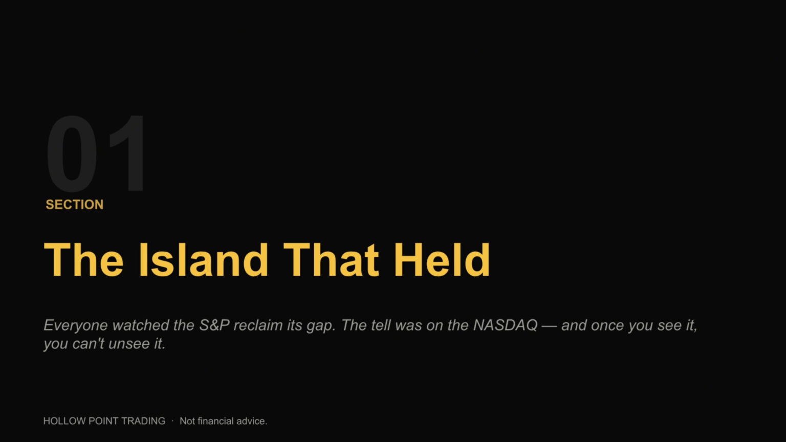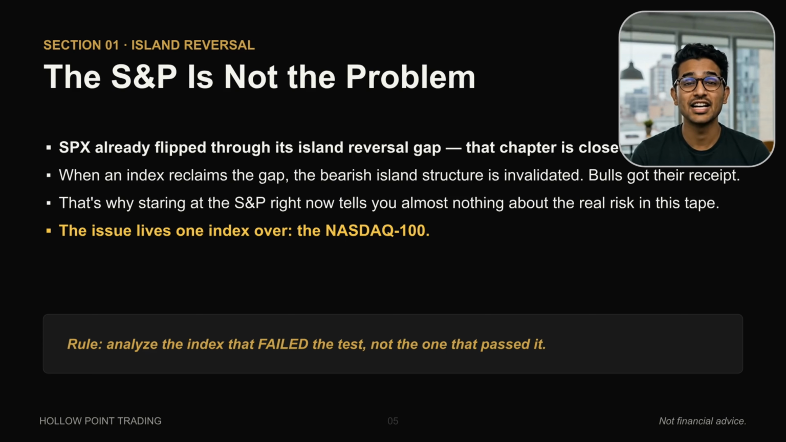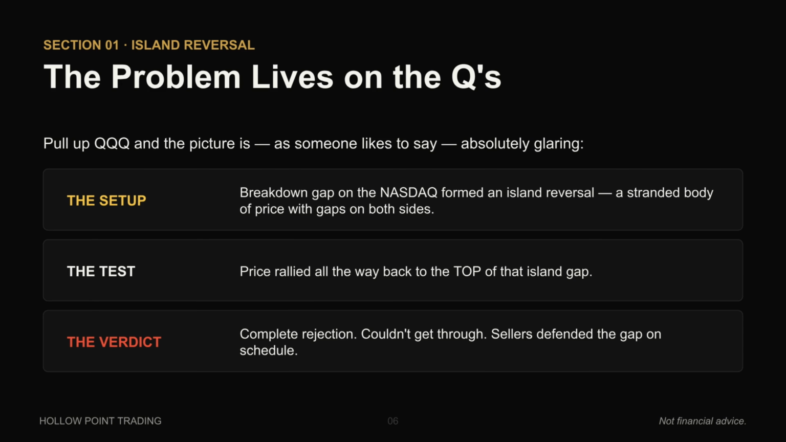While the S&P has reclaimed its gap, the real story, the tell, is found in the NASDAQ. The S&P's recovery has invalidated its bearish island structure, but looking at the S&P alone obscures the real risk. Our focus must remain on the index that failed to pass the test, the NASDAQ 100. Looking at the QQQ, we see a clear setup. A breakdown gap formed an island reversal. Price rallied to the top of that gap, but faced a complete rejection, confirming the pattern.